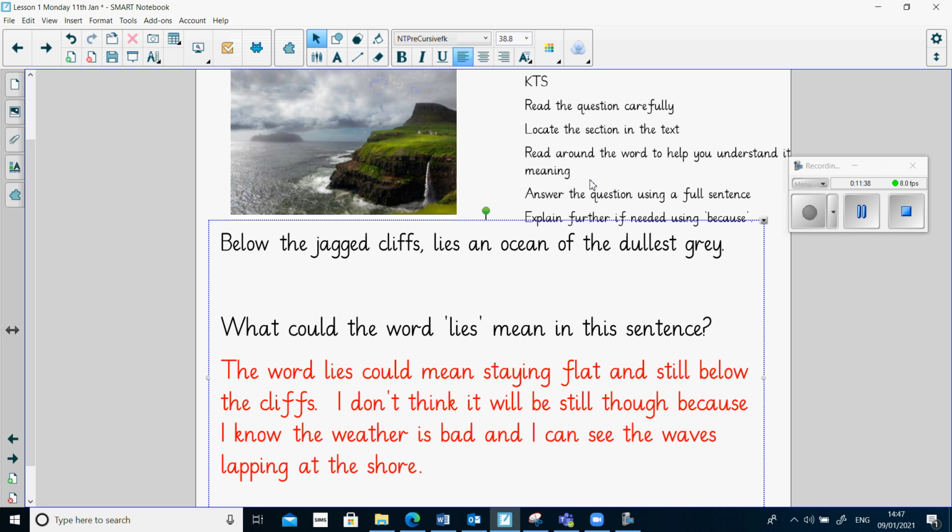So the word lies in that sentence, below the jagged cliffs. Sorry. Lies just is an ocean of a dull grey, but lies gives a bit more of the impression that it's flat, that it's below. Not necessarily still, but it's there.